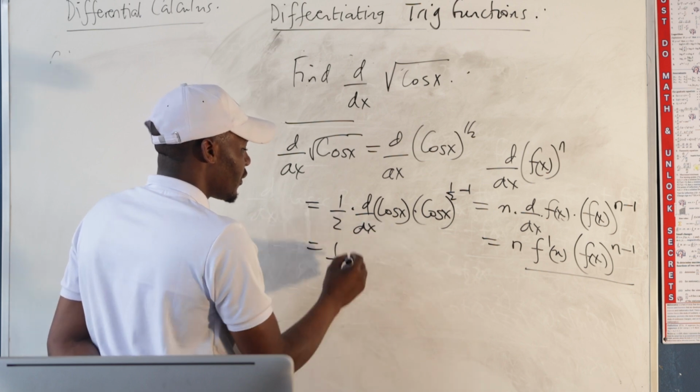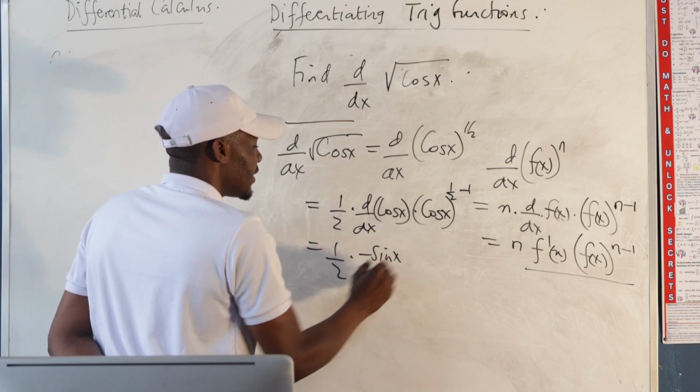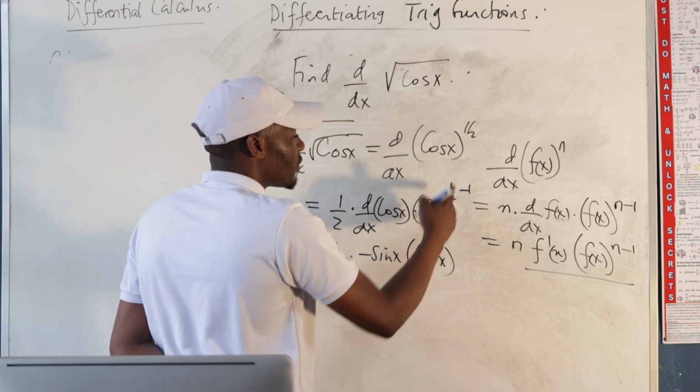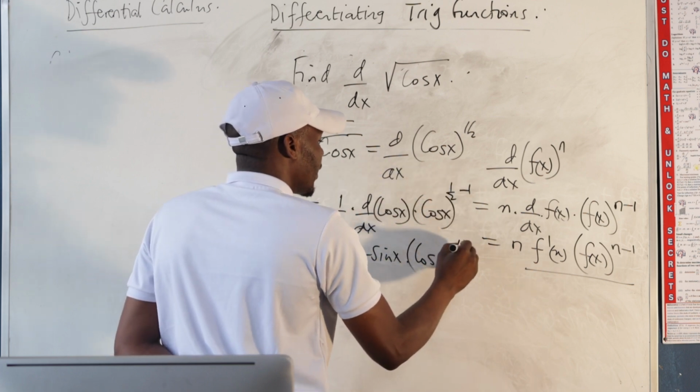What is the derivative of cosine of x? We get negative sine x times cosine of x to the power of what? What is 1 over 2 minus 1? We get minus 1 over 2.